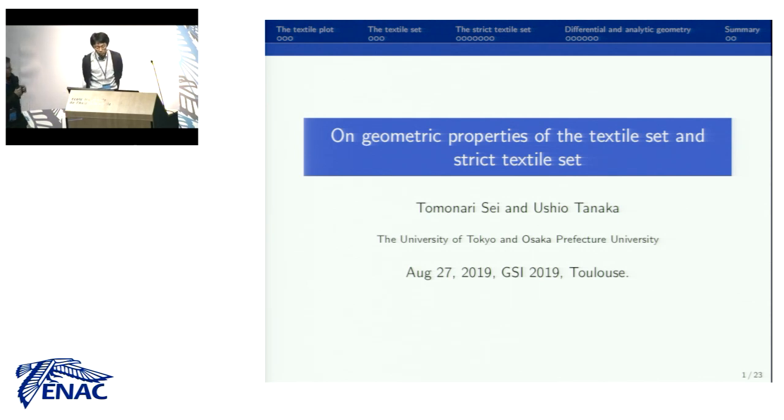So without further ado, our first talk of the session is by Tomonari and Ushio Tanaka on the geometric properties of the textile set and the strict textile set.